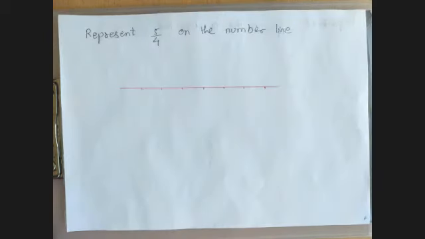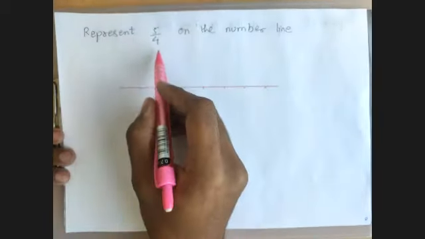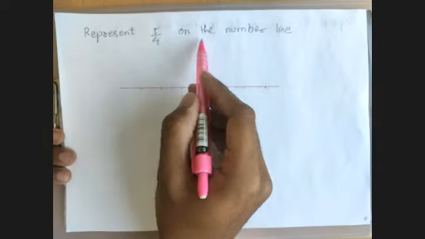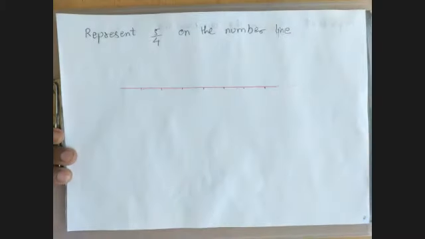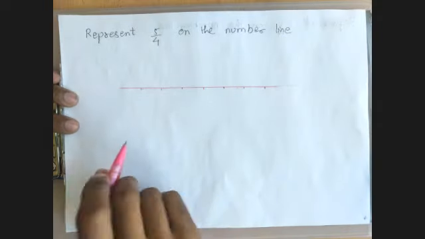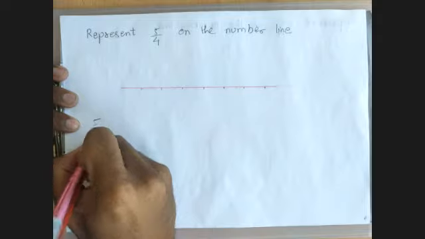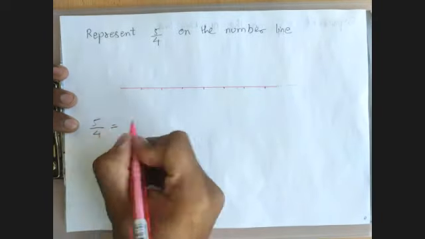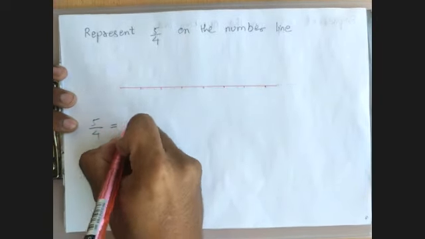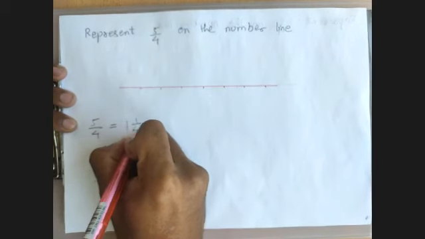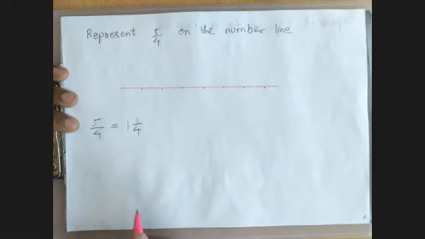We represented a decimal. Now let us represent a fraction. Represent 5/4 on a number line. So let me take 5/4. 5/4 can be written as 1 and 1/4, right? If I divide 5/4, it can be written as 1 and 1/4.